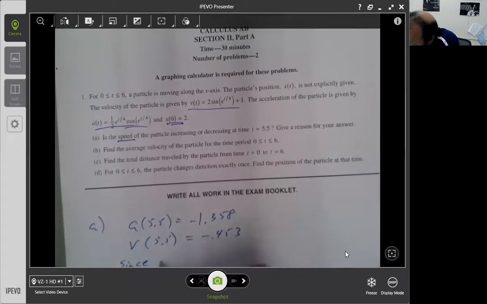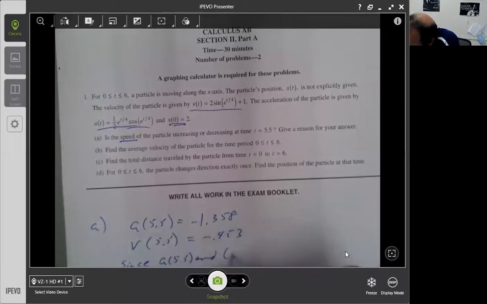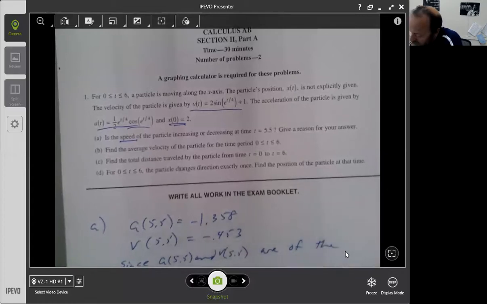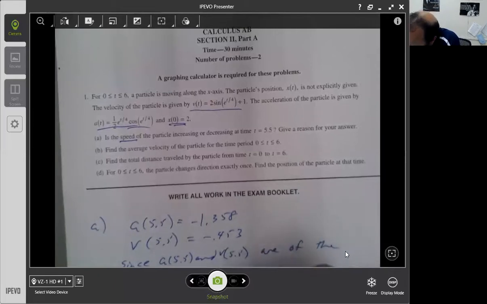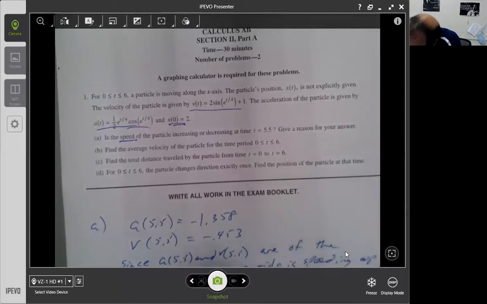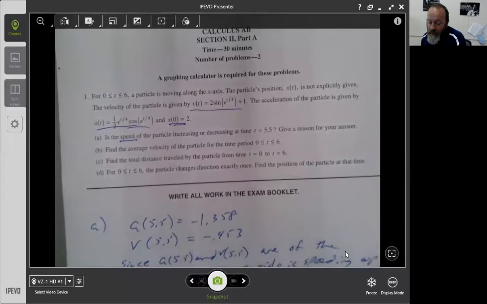So since A of 5.5 and V of 5.5 are of the same sign, notice S-I-G-N, not S-I-N-E, they're of the same sign, the particle is speeding up at t equals 5.5. All right, moving on.